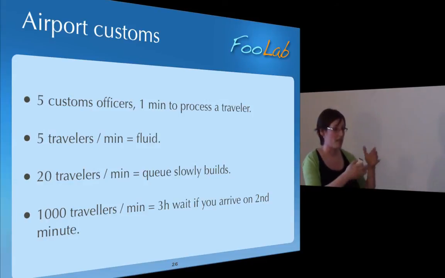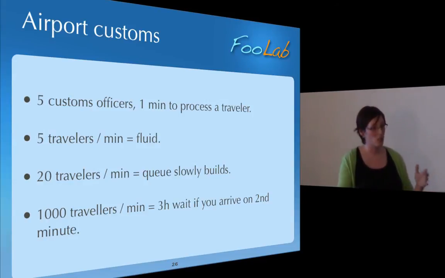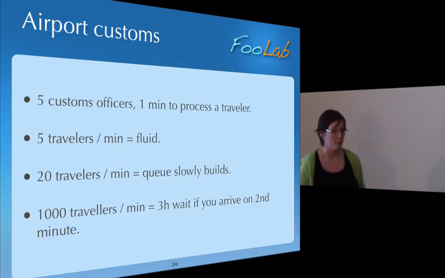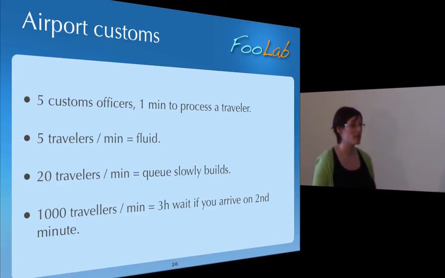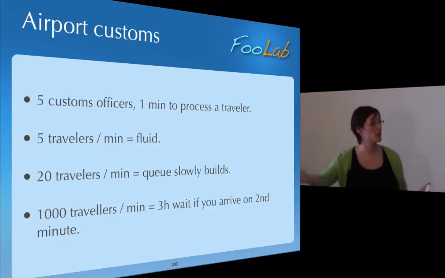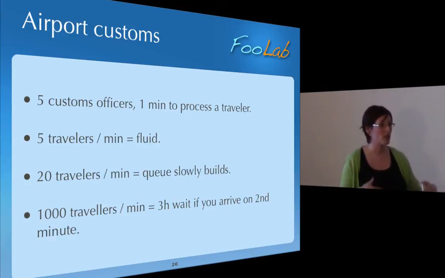For example, you have 5 customs officers, and it takes 1 minute to process each traveler. So they look at the passport, ask the general questions: what's the purpose of your trip? Put a stamp, next. So if you have 5 travelers per minute, then your circulation is fluid, right? They just come in, they get processed, and they get out of the way.